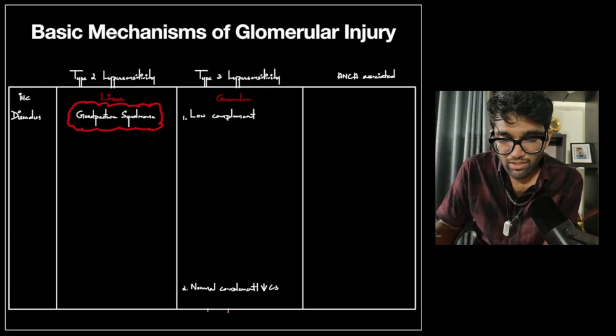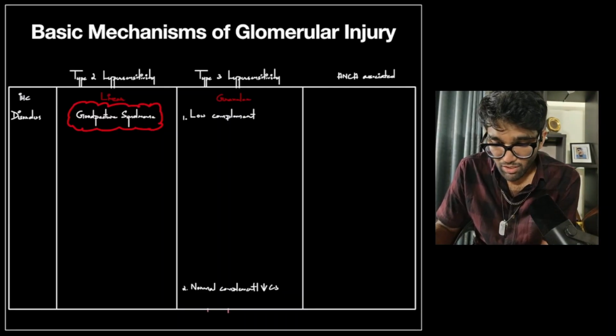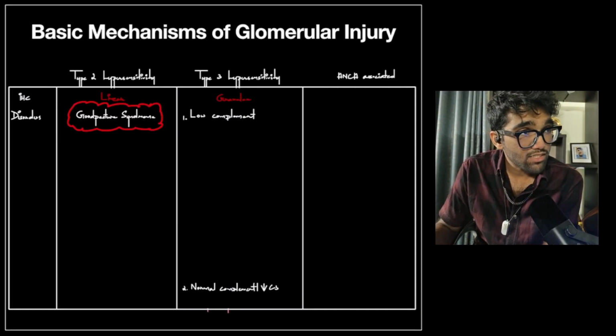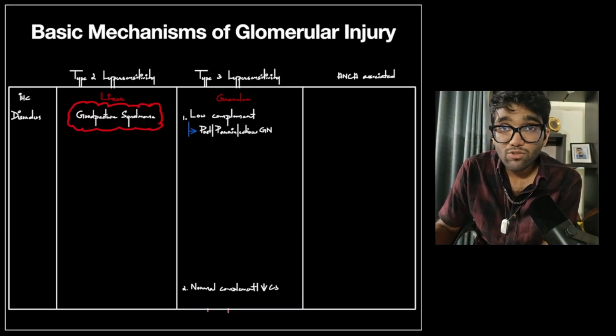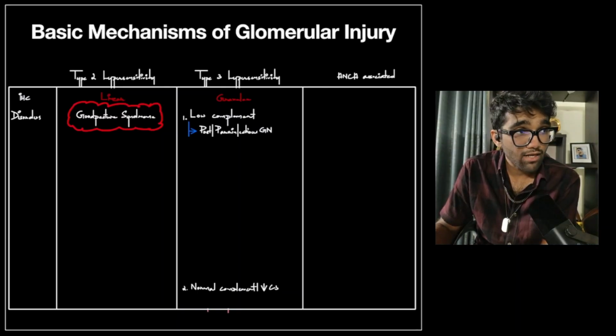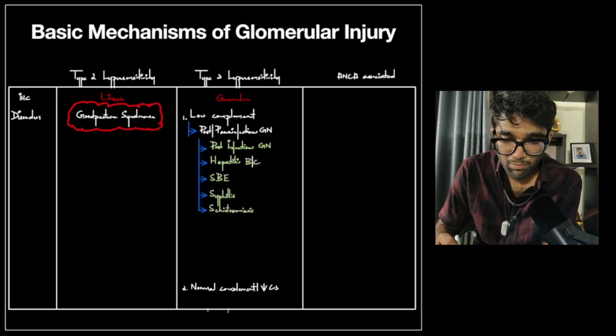In case of granular, we can divide the disorders based on their serum complement levels. So you could have low complement levels, normal serum complement levels, or just an isolated reduction in C3 complement. Now, low complement classically has been described in post and para-infectious glomerulonephritis. Post-streptococcal glomerulonephritis is the most typically discussed under this heading, but actually this includes a wide variety of infections. So it can be a post-streptococcal GN or any other infection related GN.